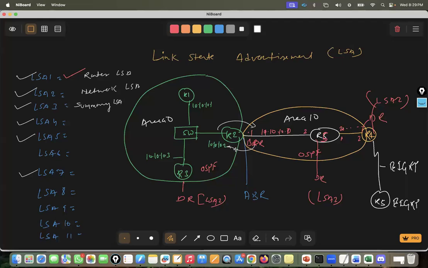And now we have the LSA4. LSA4 is going to give your ASBR information. So who is my ASBR router? R4. Yes, R4 is going to be your ASBR. This is going to be your ASBR router. But this will not generate your LSA4. Your ABR is going to generate the LSA4. Summary ASBR means this router is ASBR, right? But this will not generate the LSA4.